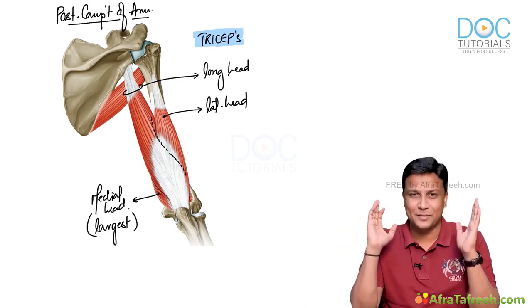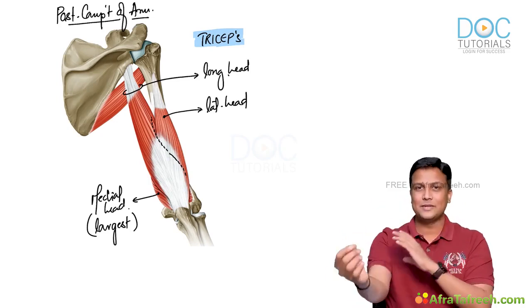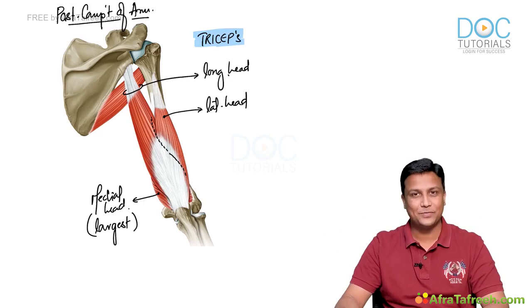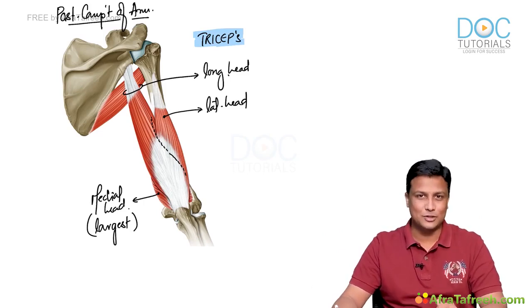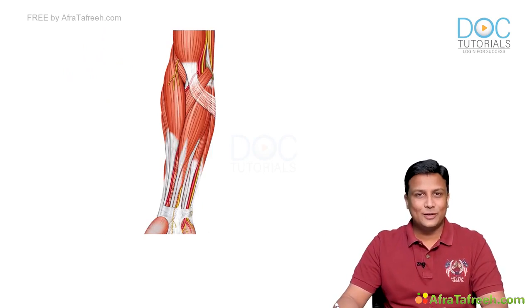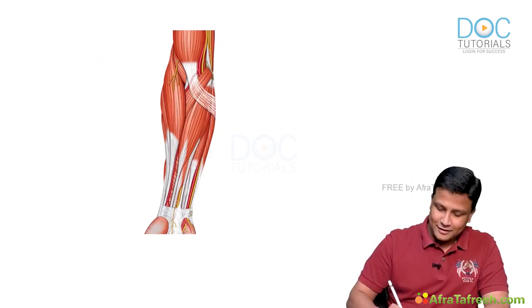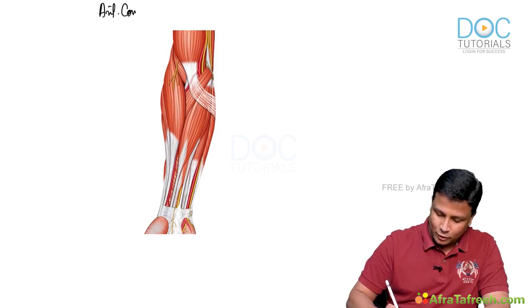Crystal clear concept. Now after completing the muscles of the arm, let us go ahead with the muscles of the forearm. Let us see the anterior compartment first, and then later on we'll see the posterior compartment. Now let's speak about the muscles of the forearm. The moment you look at this diagram, you're able to see this is the anterior compartment of the forearm.